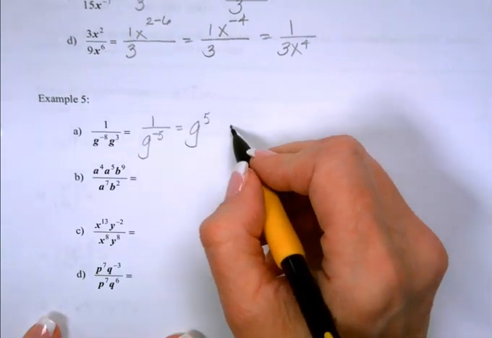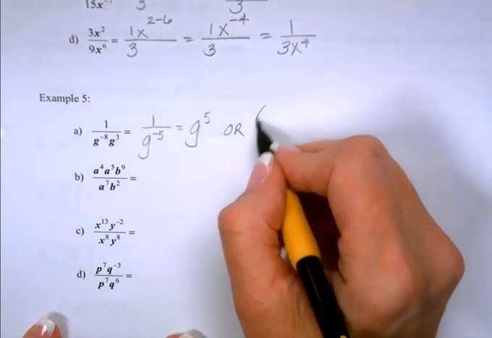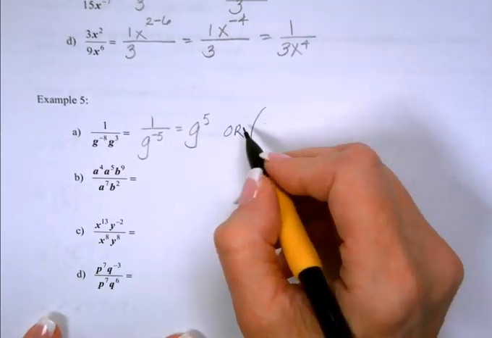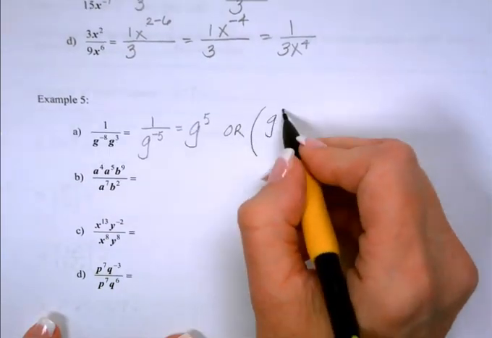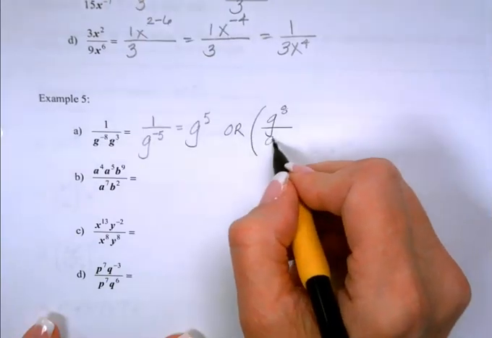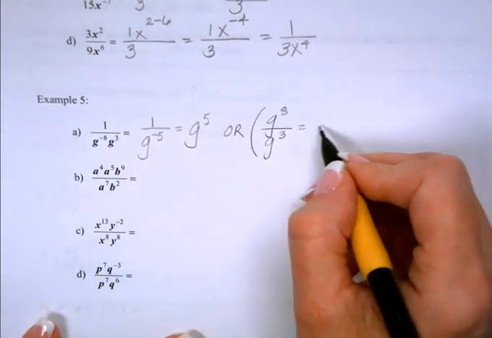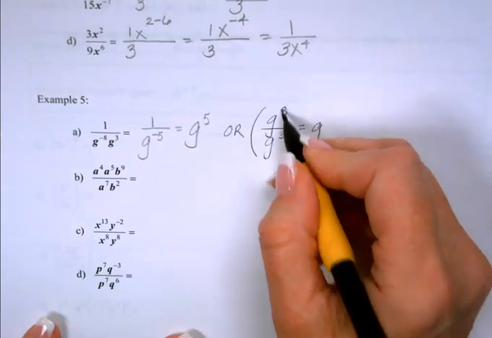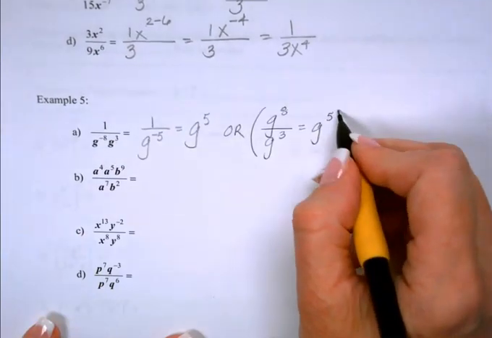An alternate way to do this is I could have flipped that g to the negative 8 to the top, and it would be g to the 8th power over g to the 3rd. And then I could subtract these, and 8 minus 3 is 5.